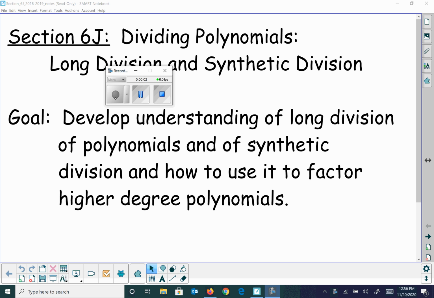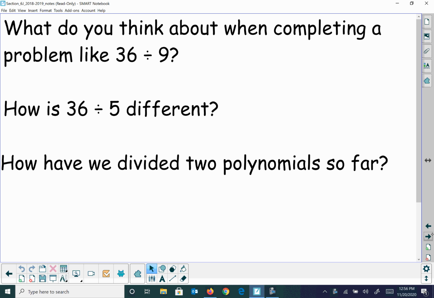Subaccelerated variables of 2, stir up here. This is 6J, long division and synthetic division. We've talked about this in some of the class times too.